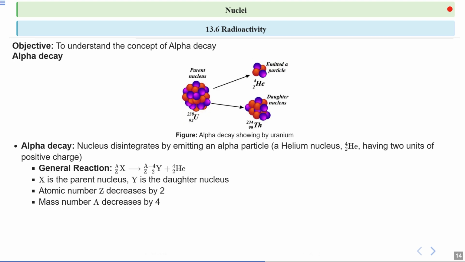Also, the mass number A decreases by 4. This is because the alpha particle carries away 2 protons and 2 neutrons, which together have a mass of 4. So the daughter nucleus is lighter than the parent nucleus by 4 units. For example, uranium with mass number 238 and atomic number 92 changes into thorium with mass number 234 and atomic number 90 plus an alpha particle, that is a helium nucleus.